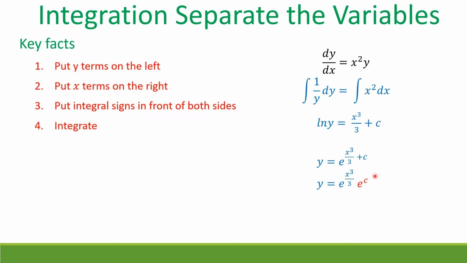From here, I've got a constant. So e to the power of any number is just going to be a constant. So we can replace this constant of e to the c with a capital letter of A. So my general solution is y equals A e to the x cubed over 3. A is just a general term that we use to express a different constant. So this e to the c has a value of A, so we can just write it here.